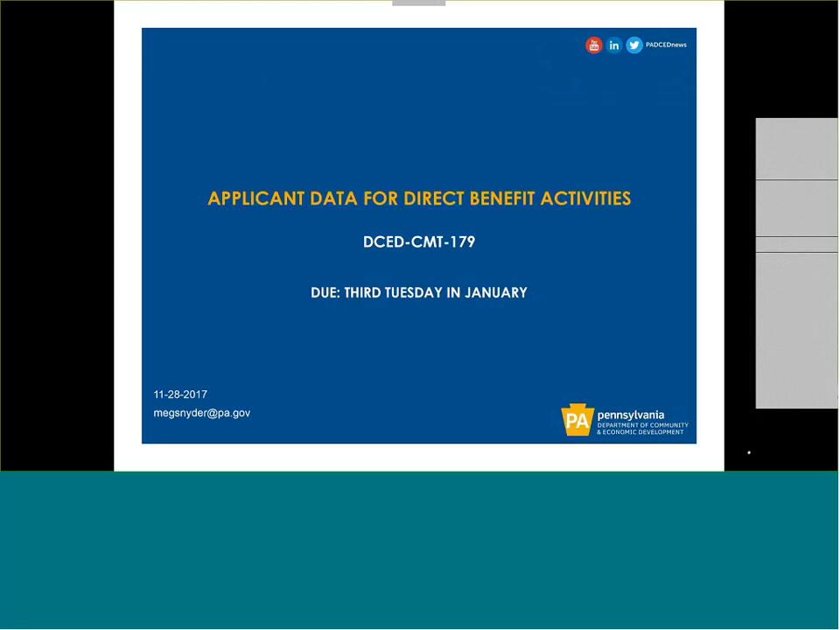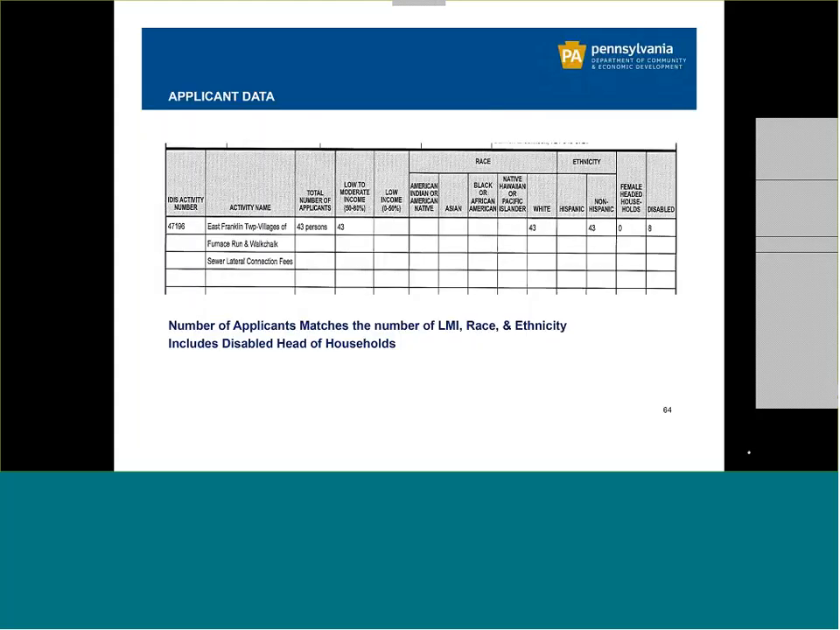Okay. Not seeing any, we'll go into the applicant data for direct benefit activities. This is your CMT 179, and it is due third Tuesday in January. Here's an example of the good applicant data.